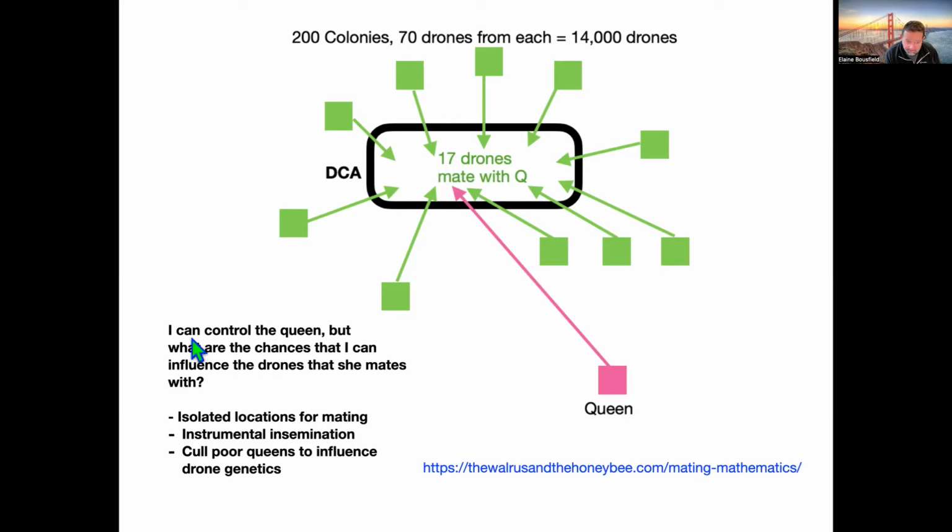But anyway, point is, I can control the queen, but what are the chances that I can influence the drones that she mates with? For me, no chance. I've got 40 odd colonies. There's no hope. A big bee producer, queen producer with loads and loads of hives, they can dominate the area with their bees and their drones, and they've got more of an influence. Isolated mating stations and instrumental insemination is the only real way to have any control.